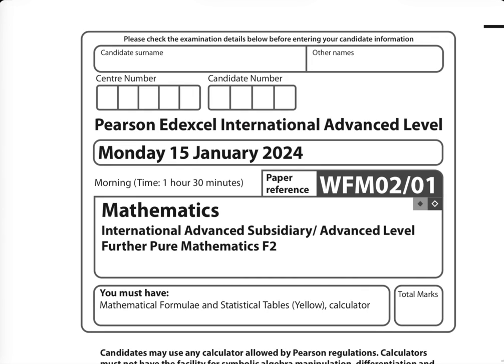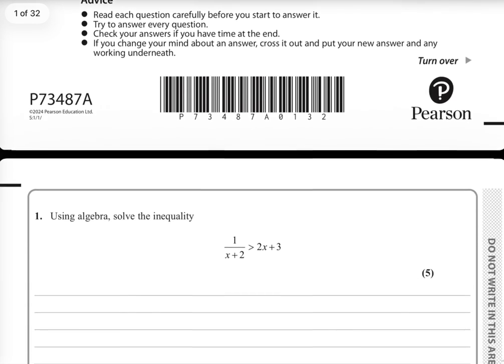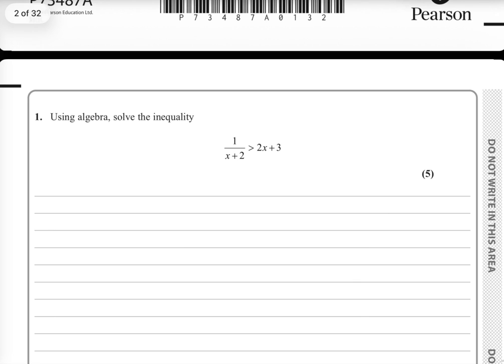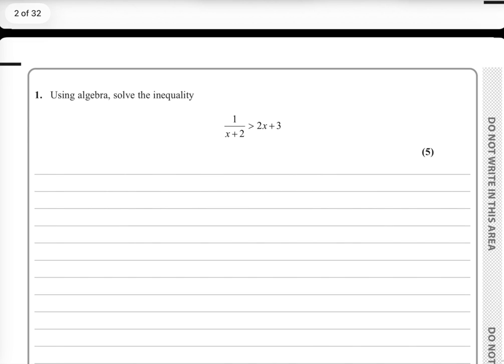This was January 2024. We were allowed a calculator and the formula booklet. Question 1. Using algebra, solve the inequality. Now here, what I would normally do is multiply both sides by the square of the denominator.